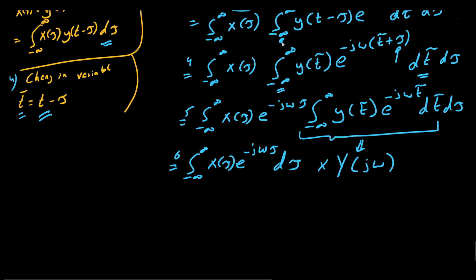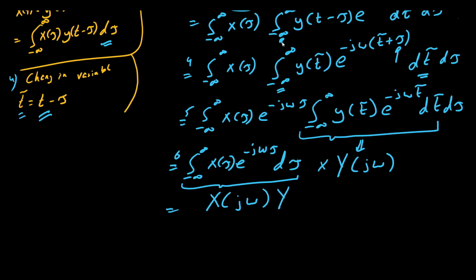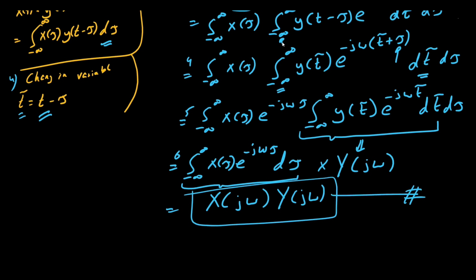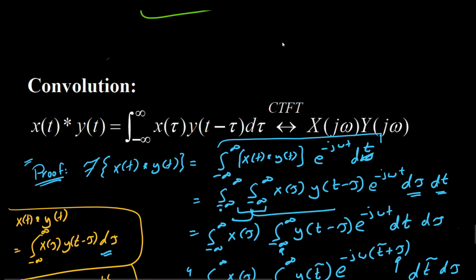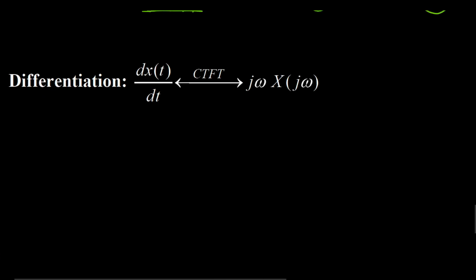And again this is just the standard definition of the Fourier transform of x of tau. So we have X of j omega multiplied by Y of j omega. This concludes the proof of our convolution property, which is mentioned over here. So next we have the differentiation property, and let us move towards the proof of this property.